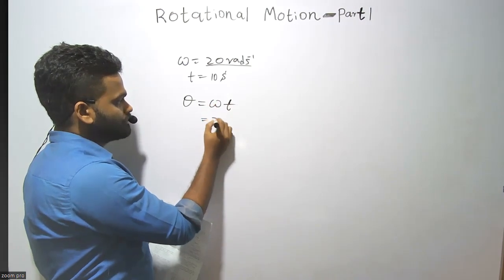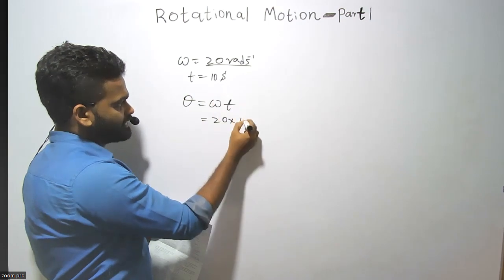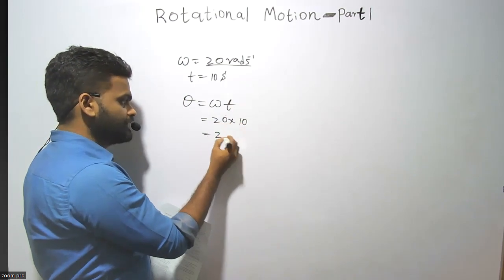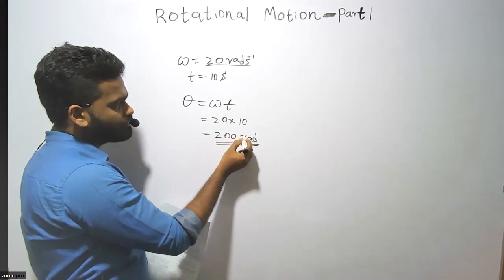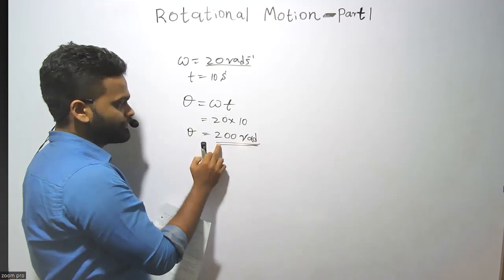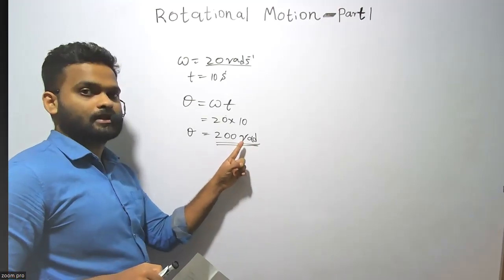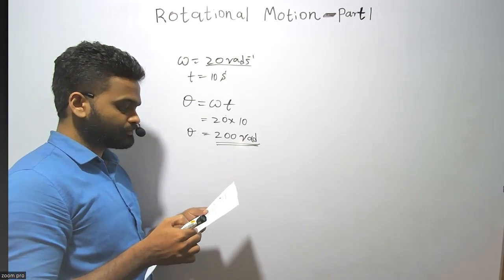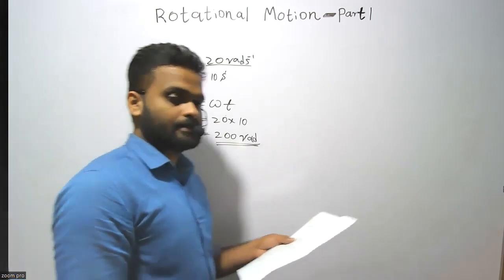Okay, so this is 20 radians per second. Time is 10. So it is obviously radians per second times seconds. So we need to get the answer in radians, right? So the answer is 200 radians. That is the angular displacement. You must put units there, right? 200 radians. So that is the uniform displacement. Right. Then try the third question.